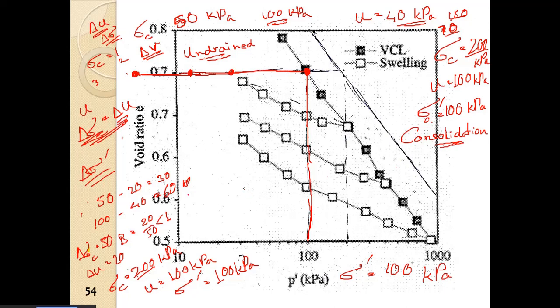Now we will consider the two cases. One is undrained and one is drained. And we will see why in undrained we assume the sample to be unconsolidated, and in drained case, we consider it to be consolidated.